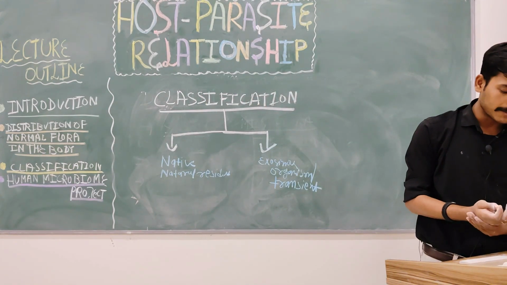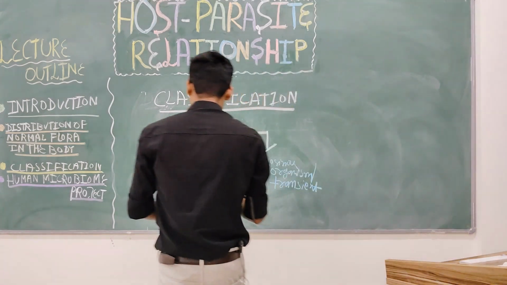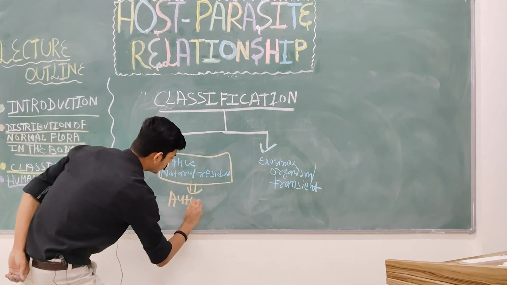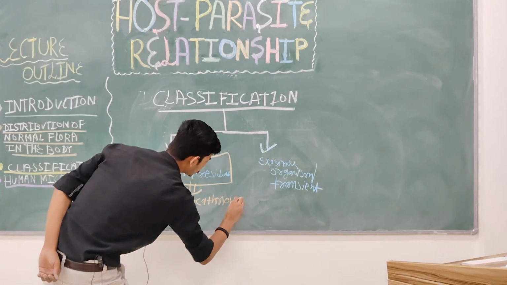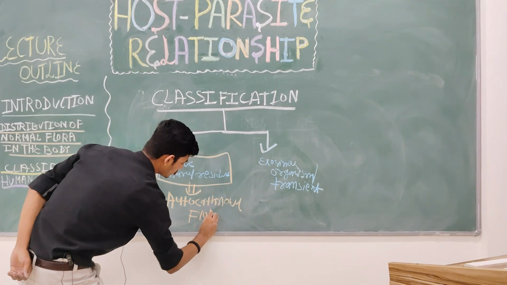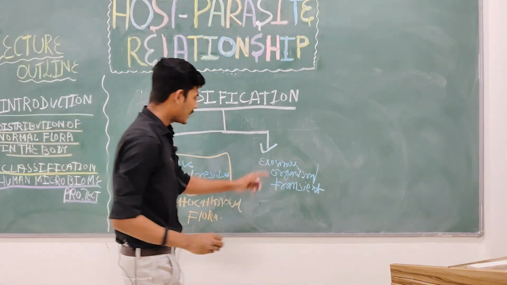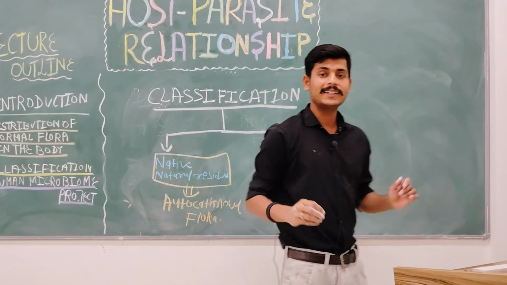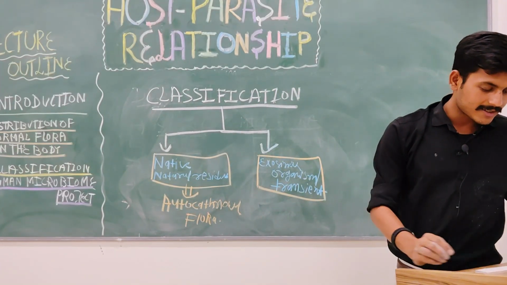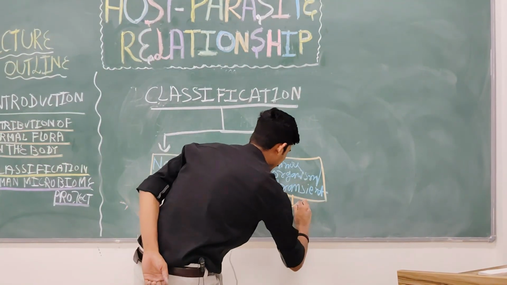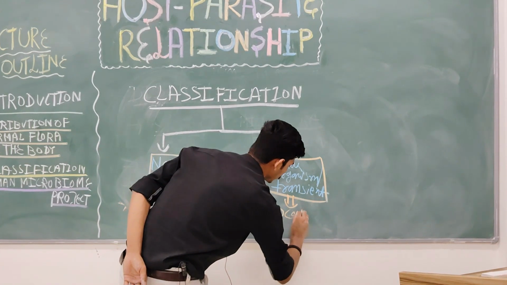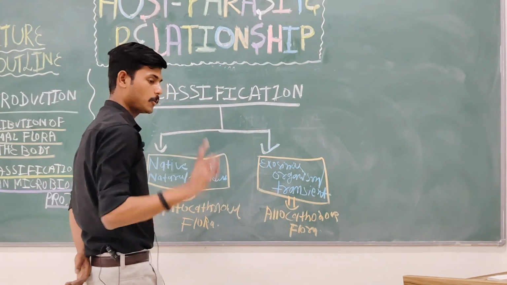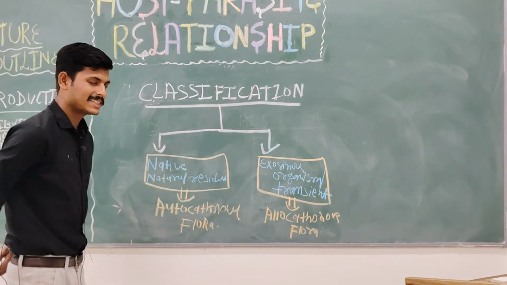Now, there is a specific name. The organisms which are native are called autochthonous flora. And the organisms which are not permanent natives and not natural residents are referred to as allochthonous flora. Now you are wise enough to tell me which have the ability to cause disease.